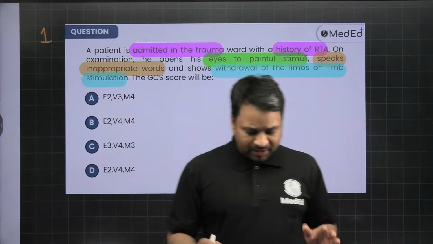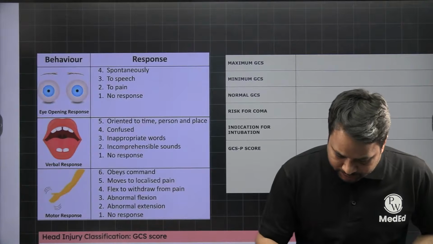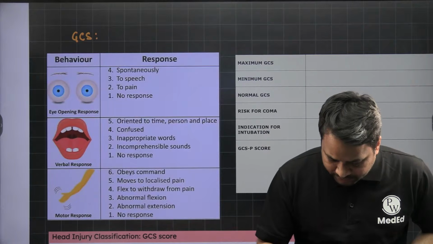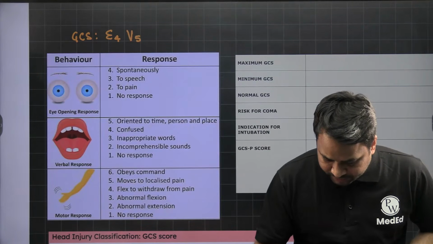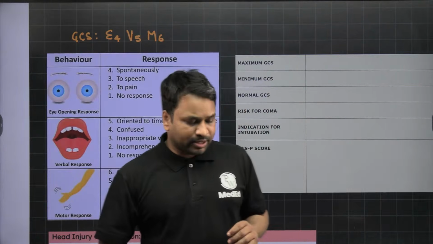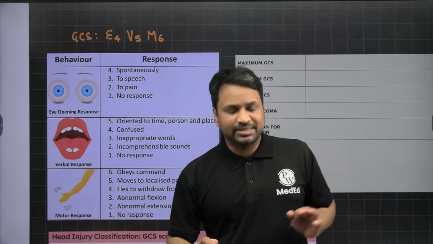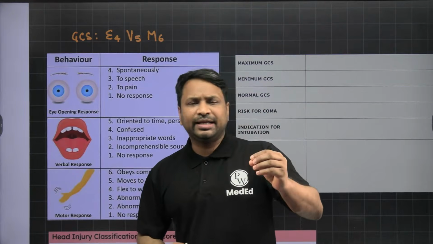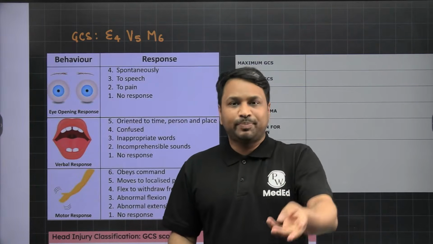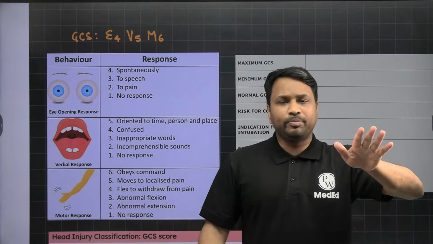It is not very difficult. How do you calculate the GCS score? We call it E4, V5 and M6. E is your eye opening, V is your verbal response, M is your motor response. This is the maximum score that you can give. Now, quick recap: if a patient has spontaneous eye opening, a score of 4. If it opens to speech, a score of 3. If still not opening to speech, painful stimulus is 2, no opening is 1.